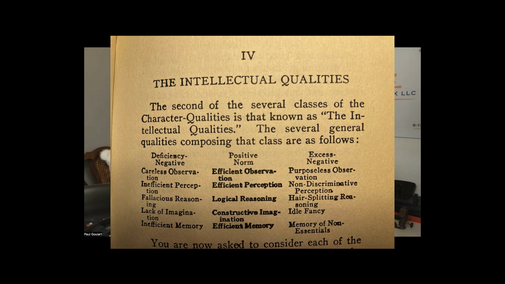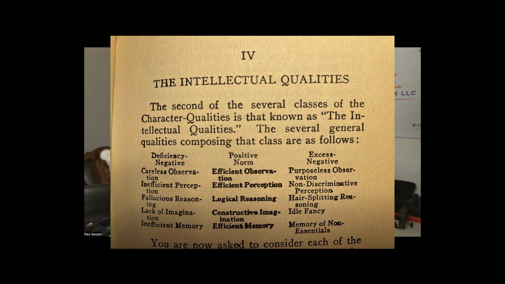The excess negative of efficient observation is known as purposeless observation, in which the attention is devoted to every passing object of experience without rational discrimination based upon efficient use, purpose, or definite ends. It stores the mind with a lot of junk instead of with useful material.